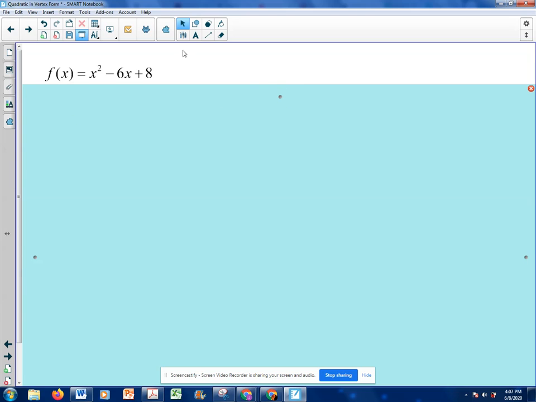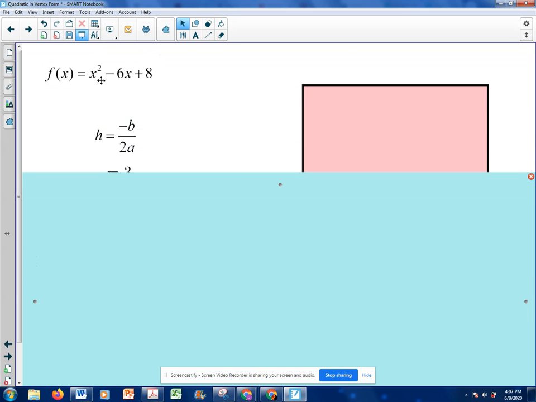But here we go. All right, in this one, a, b, and c are a lot nicer numbers. A is 1, b is negative 6, and c is 8. So negative b over 2a. The opposite of negative 6 is 6. And then 2a, 2 times 1 is 2. And so 6 divided by 2 is 3. So the x-coordinate of the vertex of this parabola is 3. To find the k, the y-coordinate of the vertex, I suggest you just go back in and plug it in.